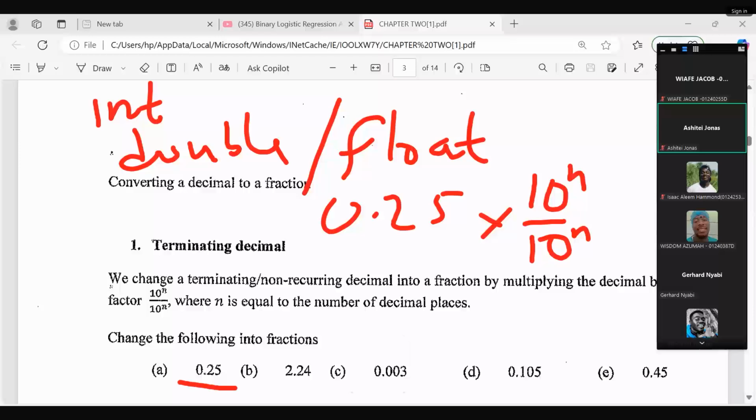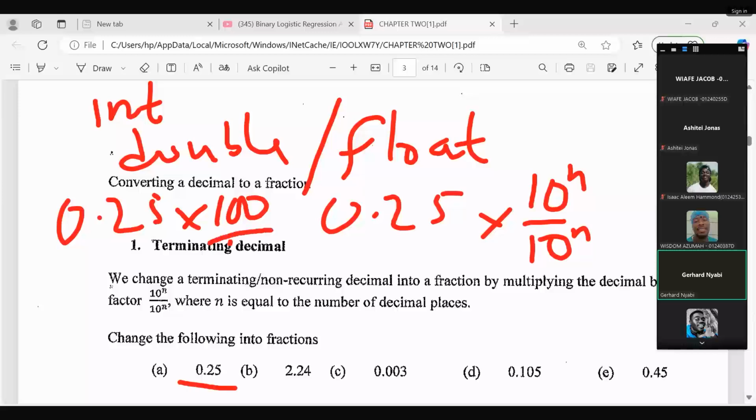So our n will be equal to 2. Basically, we are multiplying this by 100 over 100. So 0.25 times 100 over 100, because that's the 2 zeros, the number of decimals. So this will give us 25 over 100.